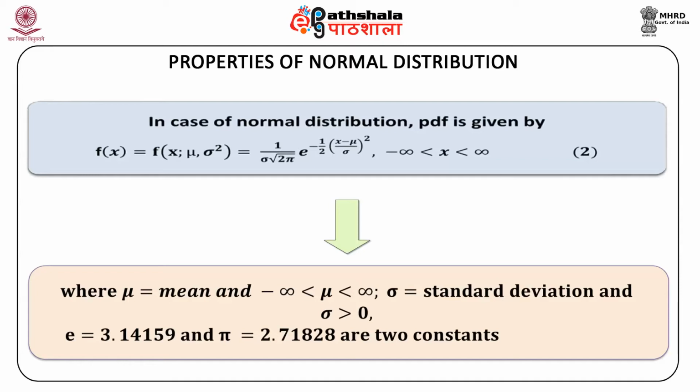e is equal to 2.71828 and pi is equal to 3.14159, which are the two constants.